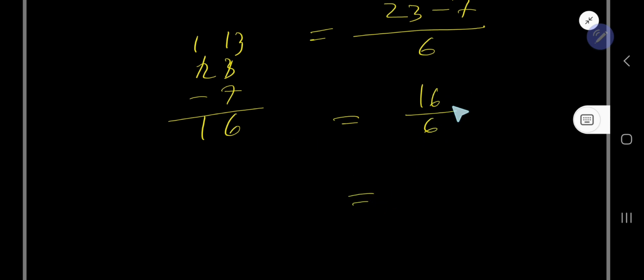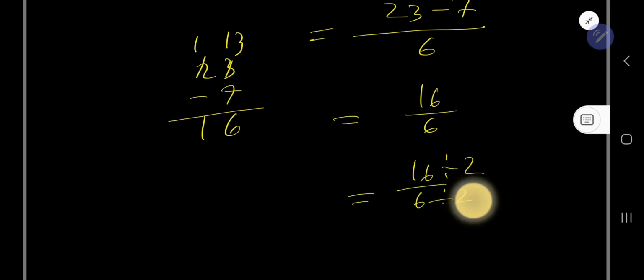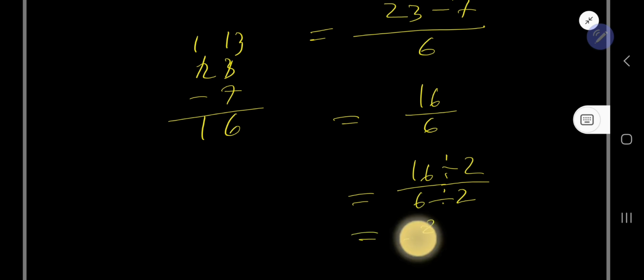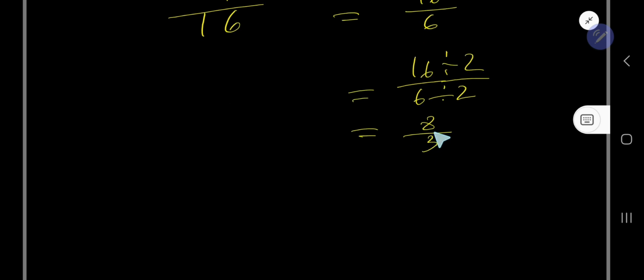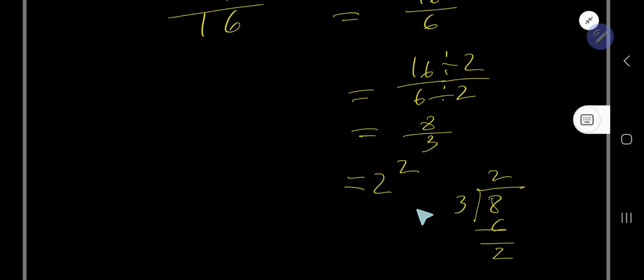Now you need to reduce this. If you divide both numerator and denominator by 2, then what will happen? Then 8 over 3. This is an improper fraction because the numerator is greater than the denominator. So just divide the numerator by the denominator. 3 goes into 8 how many times? 2 times. 2 times 3 is 6. If you subtract, you are getting 2. So our quotient will be the whole number, the remainder will be the numerator, and the divisor will be the denominator. 2 and 2 over 3, this is another mixed number, and this is the answer.